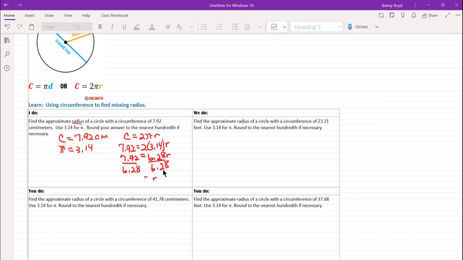And so we find that R equals 7.92 divided by 6.28 equals 1.26 centimeters. I encourage you to pause the video and write this down.